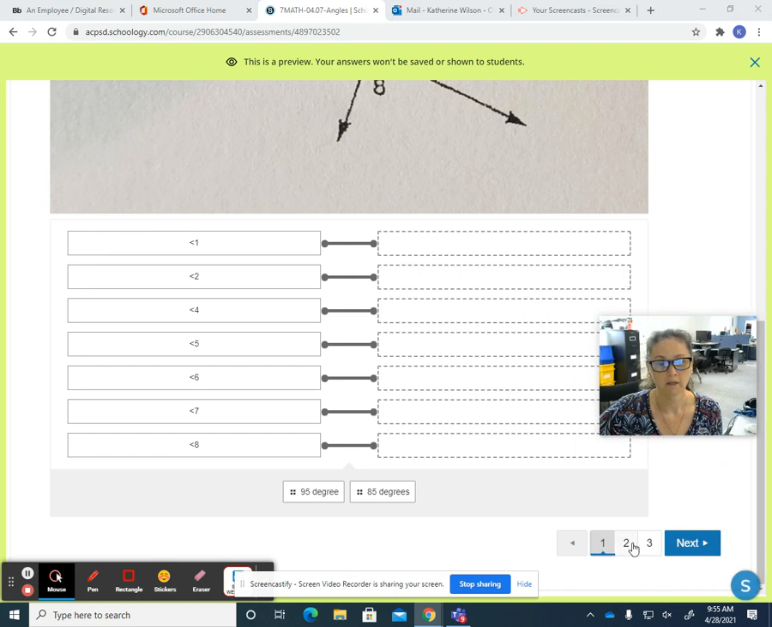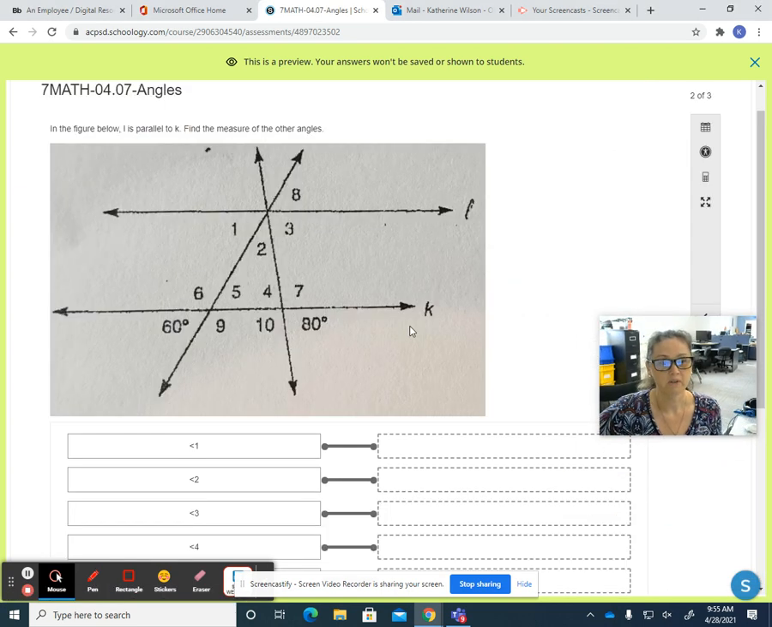The next question is doing the same. So you're going to use what you know about supplementary and vertical angles and parallel lines and transversals and interior and exterior angles. And they give you a couple of angle measures and they want you to determine how many degrees are each angle based on their relationships with each other. So this one's a little more tricky.